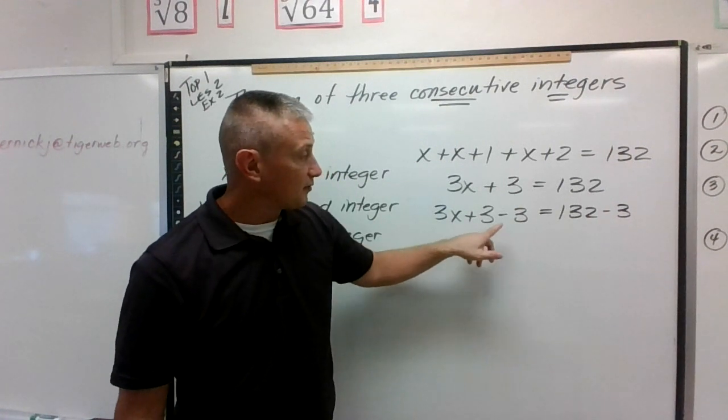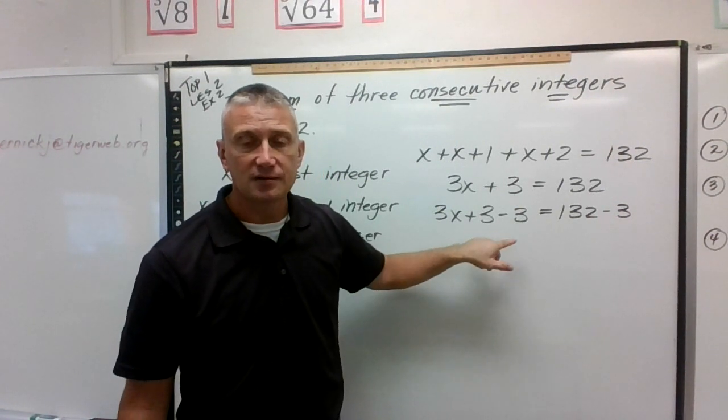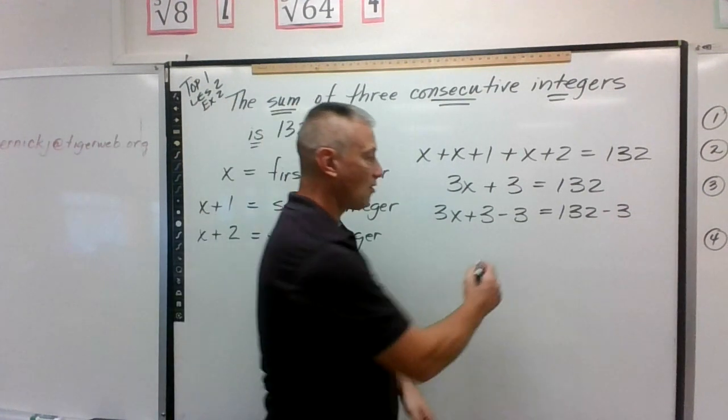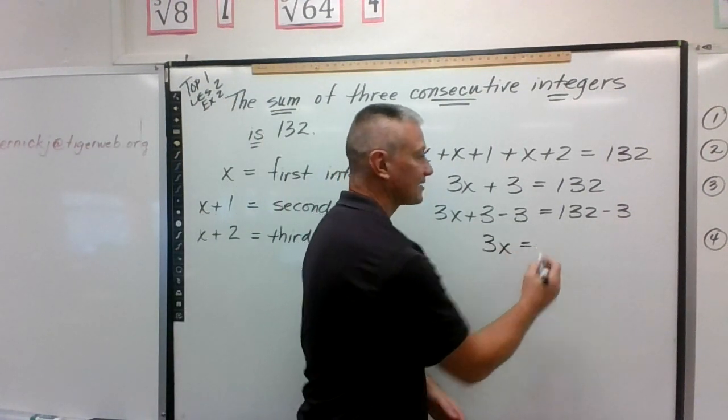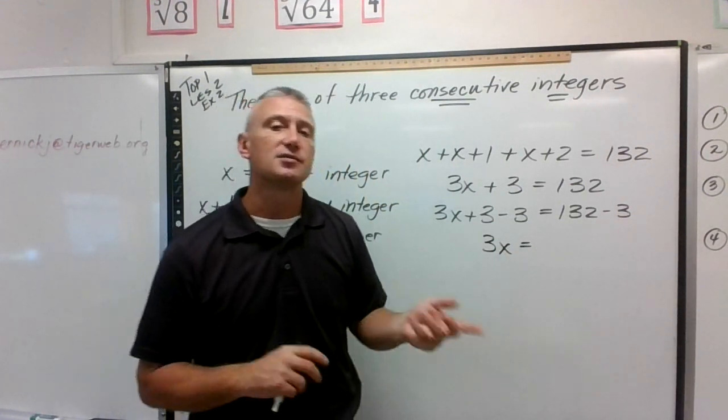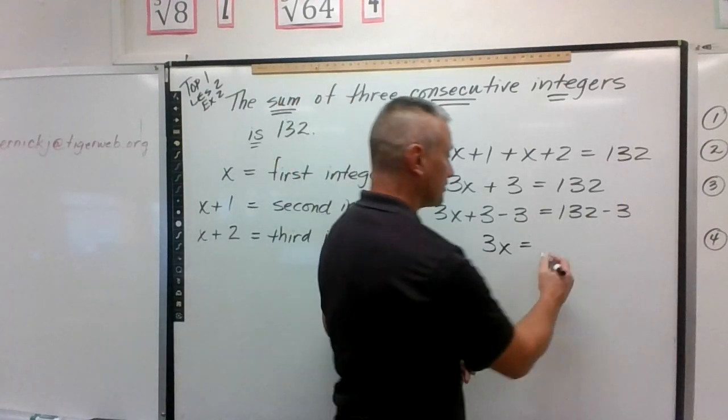So here's your positive 3 and negative 3. So if I have 3 positives and 3 negatives, they wipe each other out. They're gone. So I end up with just a 3x. And if you have 132 and you subtract 3, you'll end up with the number 129.